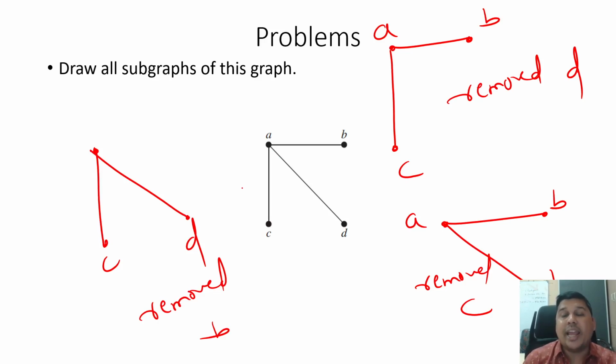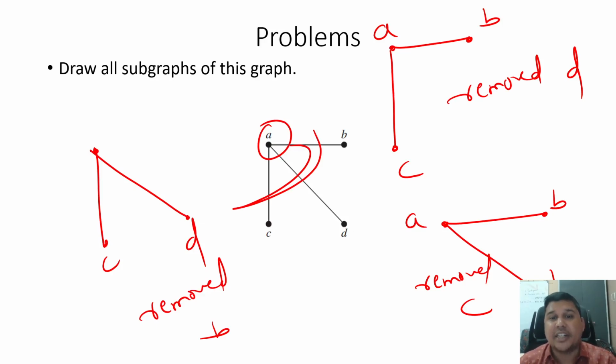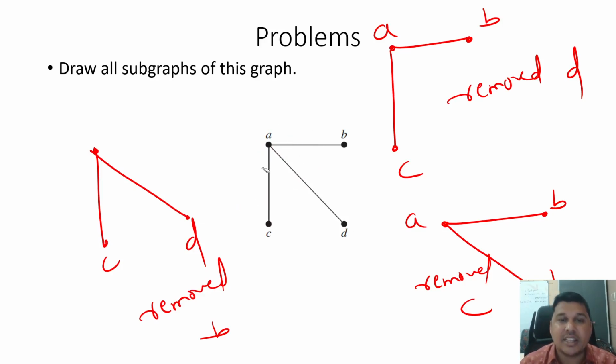But can I remove A? If I remove A, the whole graph will become disconnected. But that graph should be connected. If I remove A, what will happen? These three will be deleted. So the graph will become simply like this: B, D, and C, which do not have a single edge. That cannot be a subgraph.